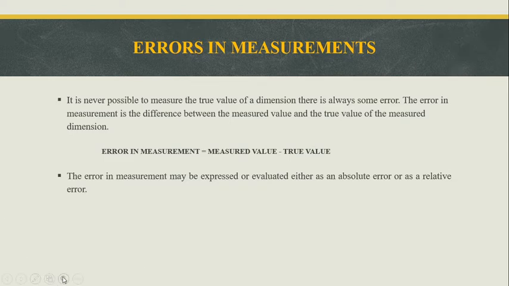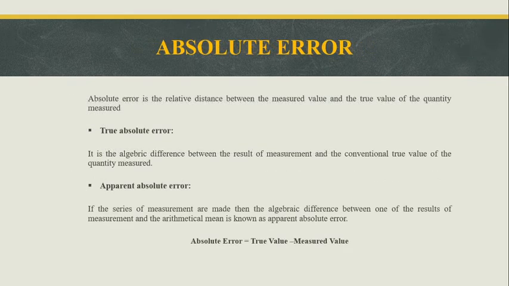And the error in measurement may be expressed or evaluated either as an absolute error or a relative error. Then, what is absolute error? It is the distance between the measured value and the true value of the quantity measured. Measured value is the value which we got from measuring the particular element, and the true value is of the quantity to be measured. There are two different types of absolute error. One is true absolute error, another one is apparent absolute error.